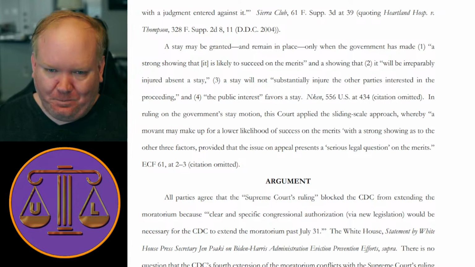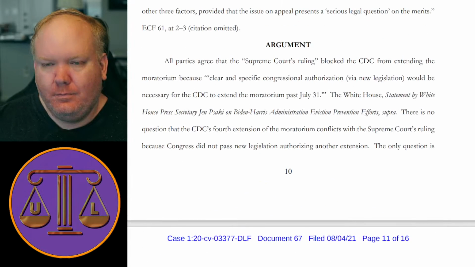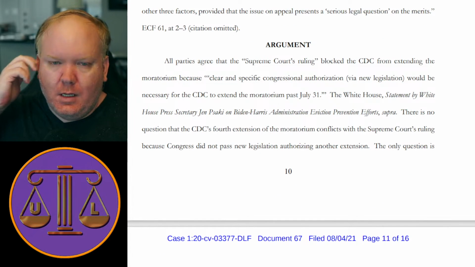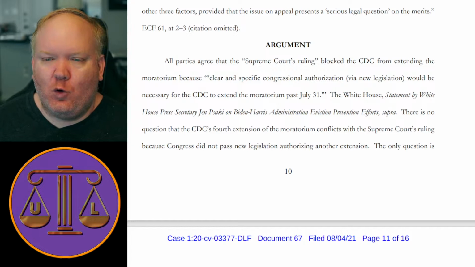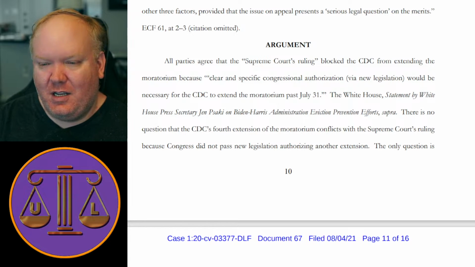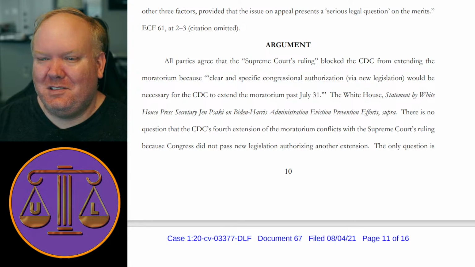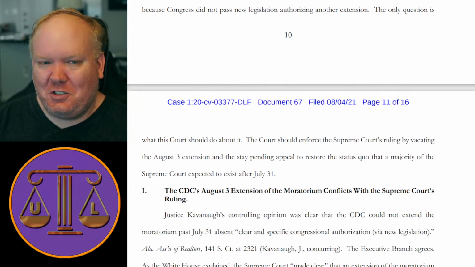This I understand. All parties agree the Supreme Court ruling blocked the CDC from extending the moratorium because clear and specific authorization would be necessary. There's no question the CDC's extension conflicts with the Supreme Court ruling because Congress did not pass another extension. The only question is, what should the court do about it?